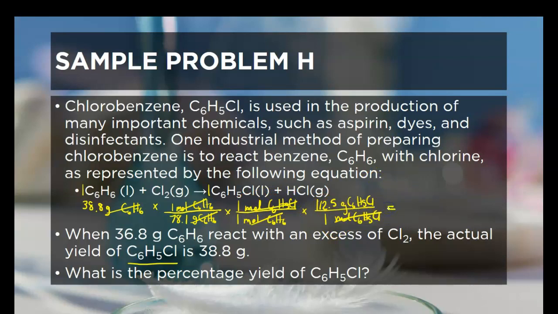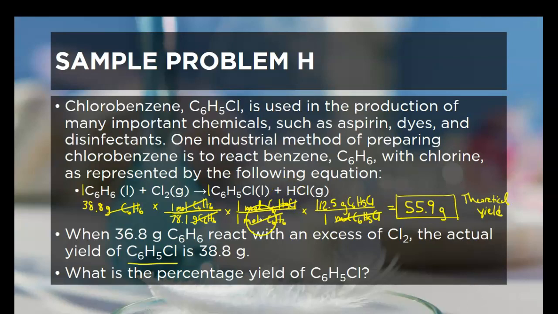So what I'm going to do is I'm going to take 38.8 divided by 78.1 times 1 over 1 times 112.5, and I get 55.9. So this is my theoretical yield. In an ideal lab situation, I should get 55.9 grams out when I put 38.8 grams in.